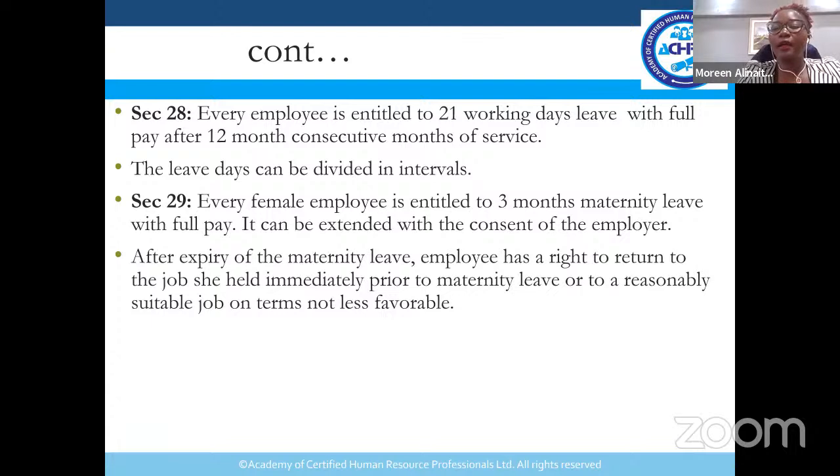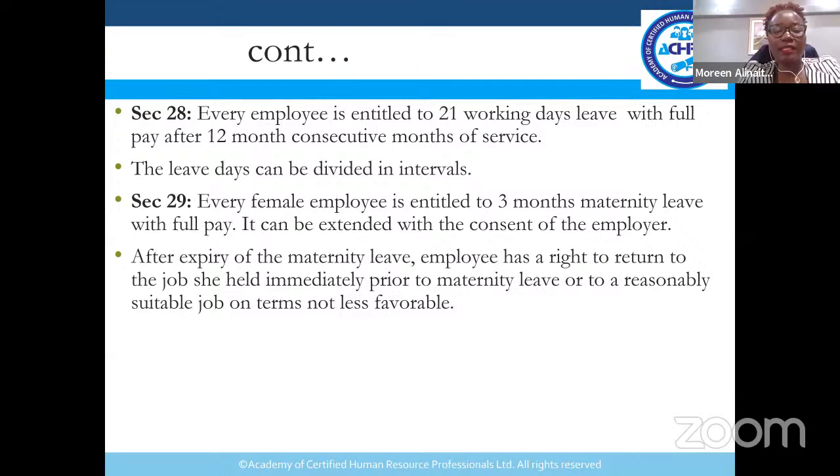If your employer does not give you leave, you can put it in writing and request for the leave. And if not, they have to pay you in lieu of leave. You cannot force somebody not to take their leave, okay? You cannot force somebody not to take their leave because it is stipulated under the Act.